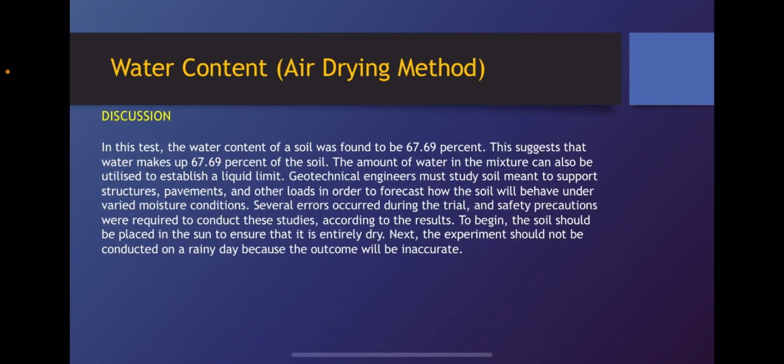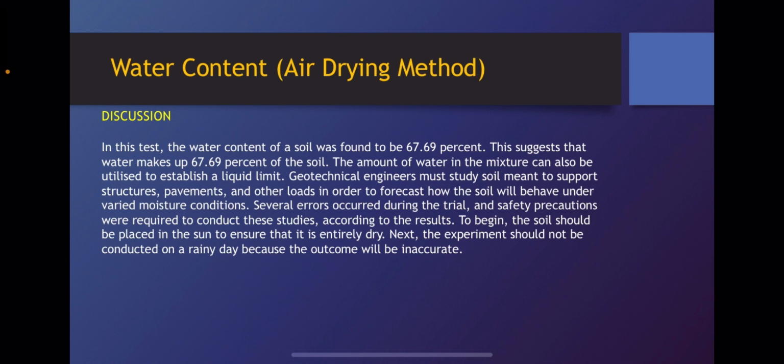For discussion, in this test, the water content of the soil was found to be 67.69%. This suggests that water makes up 67.69% of the soil. The amount of water in the mixture can also be utilized to establish a liquid limit. Geotechnical engineers must study soil meant to support structures, pavements and other loads in order to forecast how the soil will behave under varied moisture conditions.